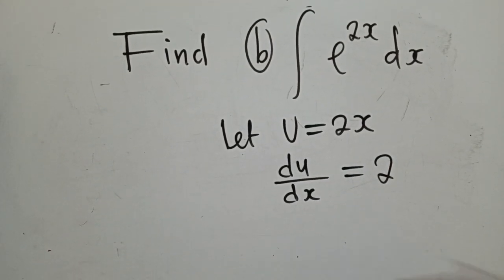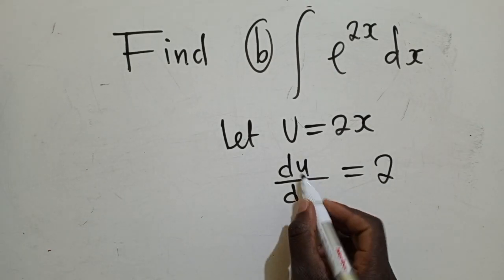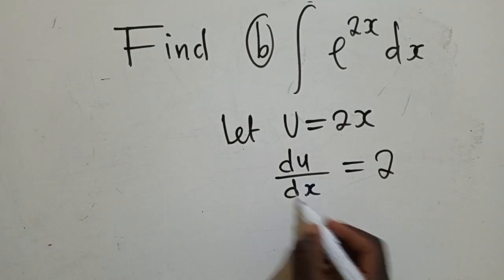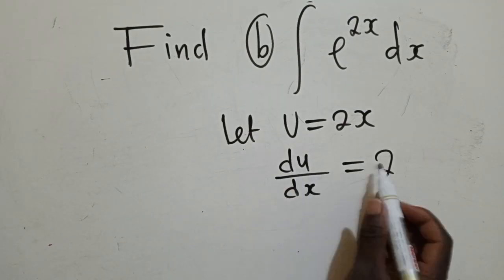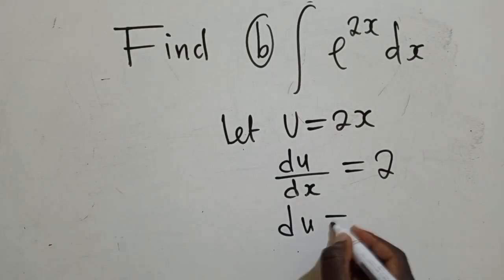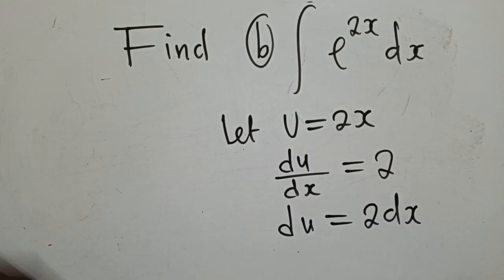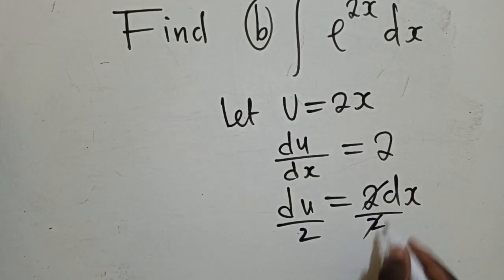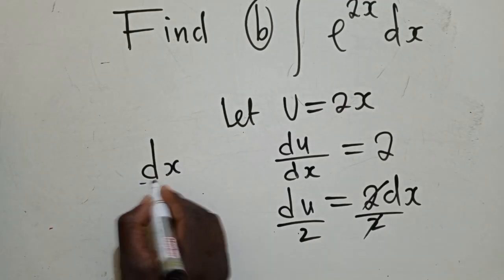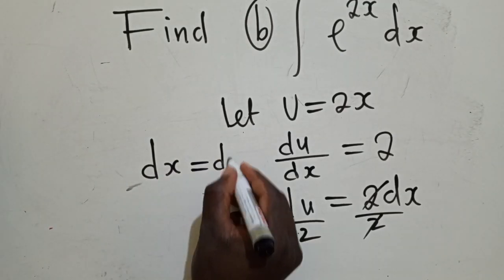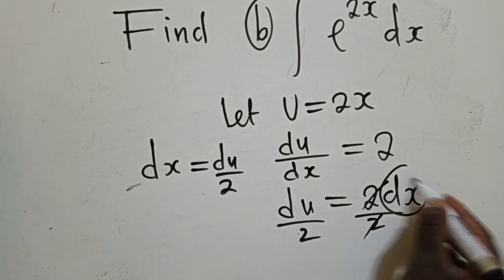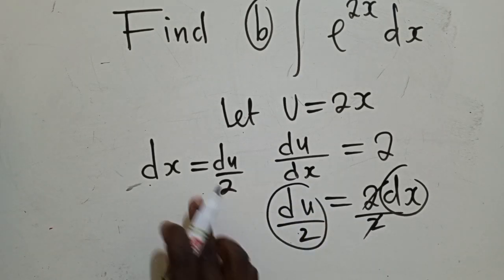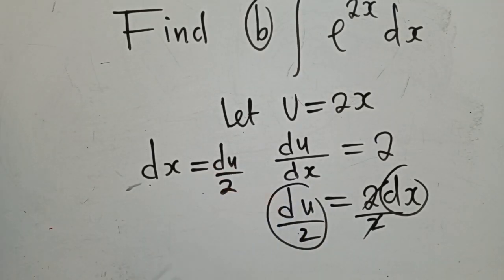Once we find that derivative, we can now make dx the subject of the formula. We shall just cross multiply, like that, and then we divide by 2 because we want to make dx the subject. So we shall remain with dx equal to du over 2. So this dx is equal to du over 2, just like that.